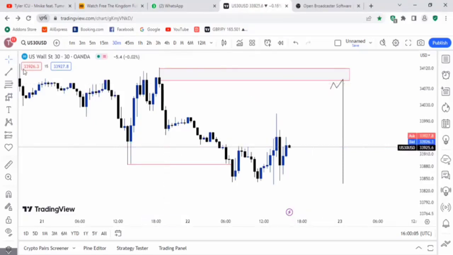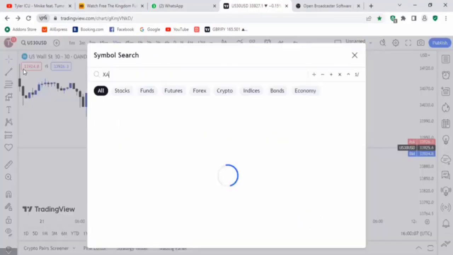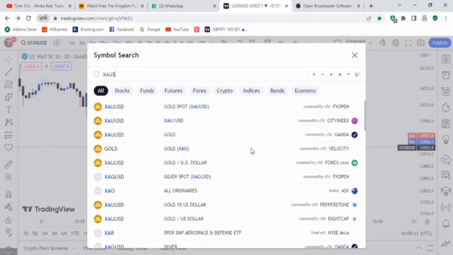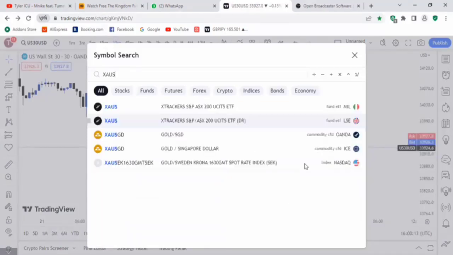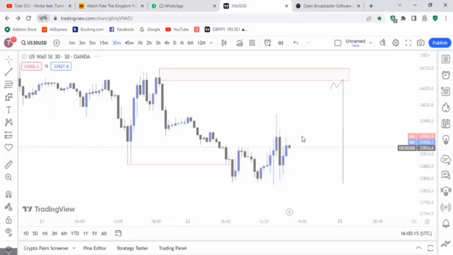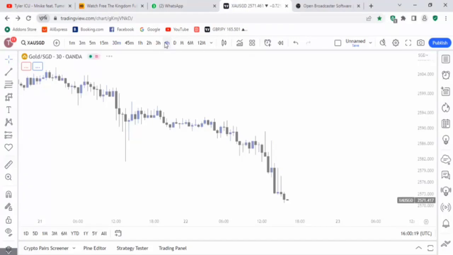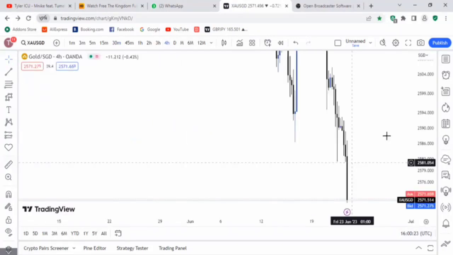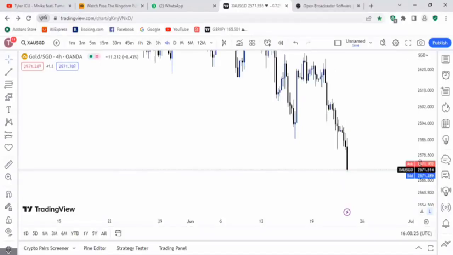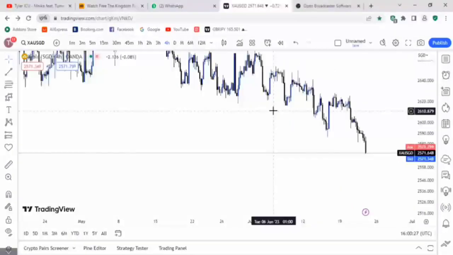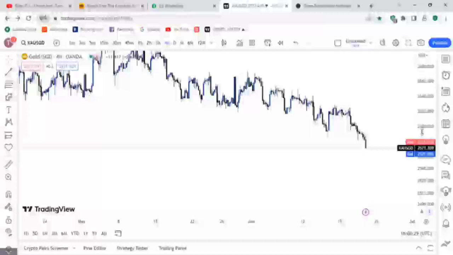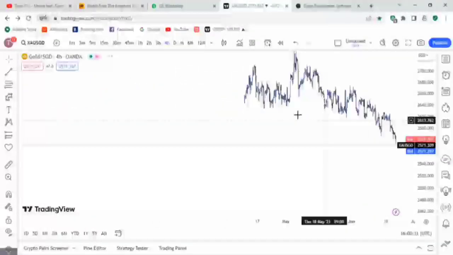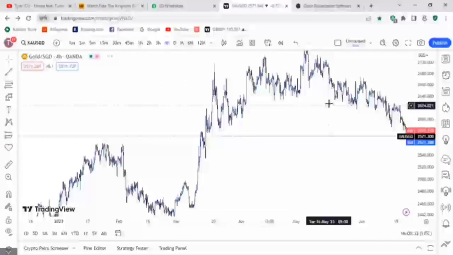Let's change a pair. Let's go to gold. Let's check gold against US dollar. Gold, I would like us to start exactly in 4-hour time frame. This is gold for our time frame.